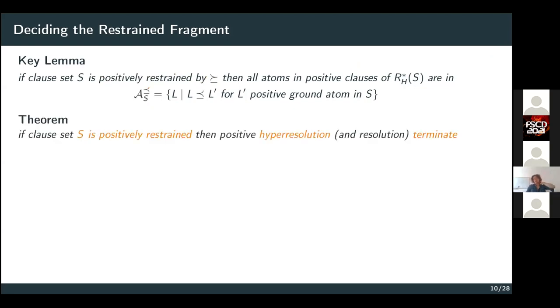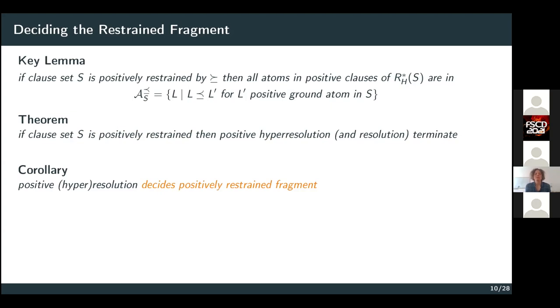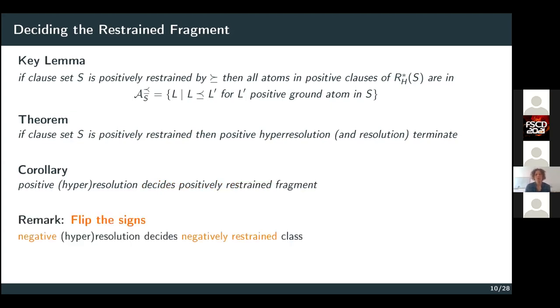Okay, and since we showed now that hyperresolution produces only clauses with atoms that come from a finite ground set, we can obviously build only finitely many clauses with that. So hyperresolution on a positively restrained set will terminate. And in fact, by a similar argument, also positive resolution terminates. So the positively restrained fragment is decided by positive resolution methods. Now, the choice of the sign was so far completely arbitrary. So I will continue to talk about the positively restrained fragment and positive hyperresolution, but I just wanted to remark that we could just as well also consider negative hyperresolution that decides the negatively restrained class. But the definition of negative restraintness is just obtained from the definition of positive restraintness by flipping all the signs.